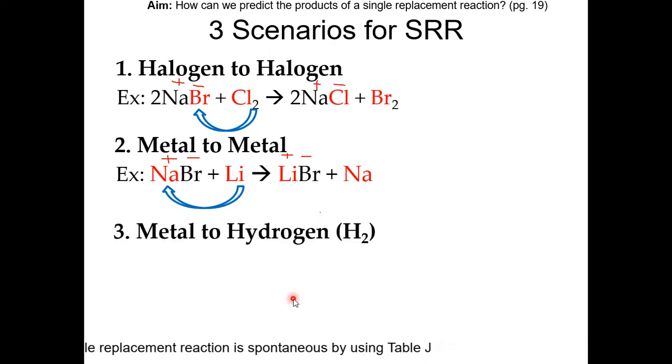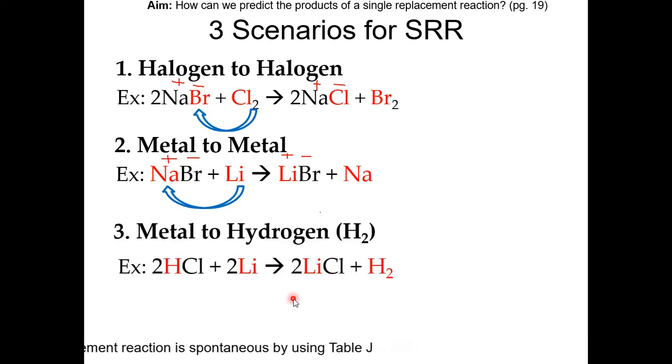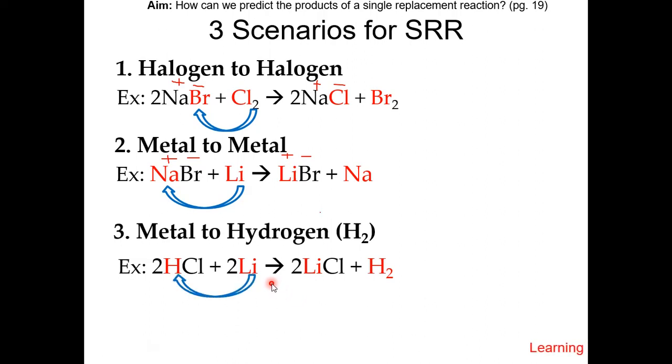The third scenario is metal to hydrogen. In this chemical equation, I highlighted the metal and hydrogen as red. As you can see from this chemical equation, the lithium metal is replacing the hydrogen in this single replacement reaction.